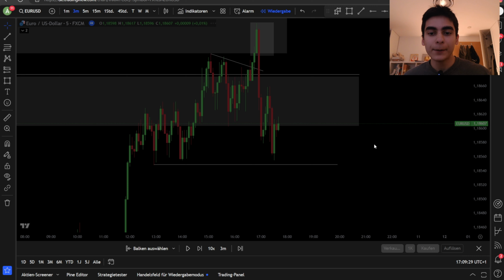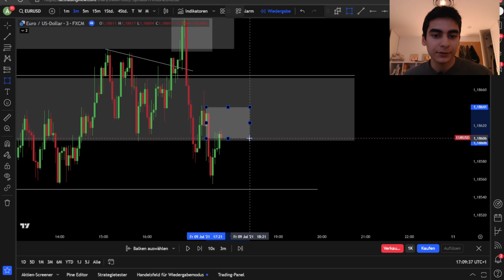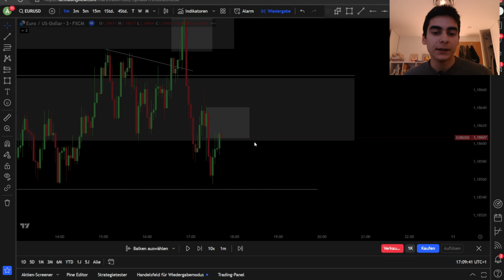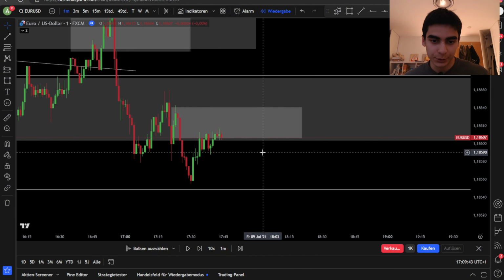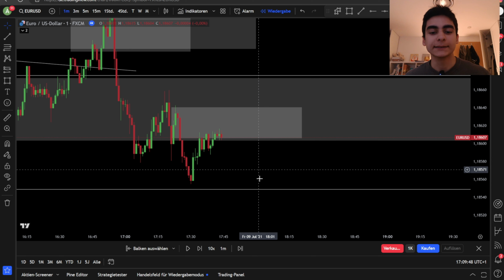On the 3-minute time frame, we can see this little order block where price can react out of. Let's move down to the 1-minute time frame, and that's where we are going to execute our trades to get those sniper entries with huge risk to rewards.